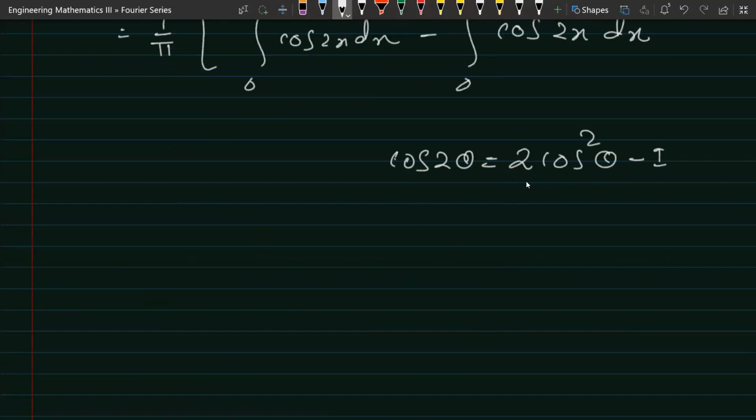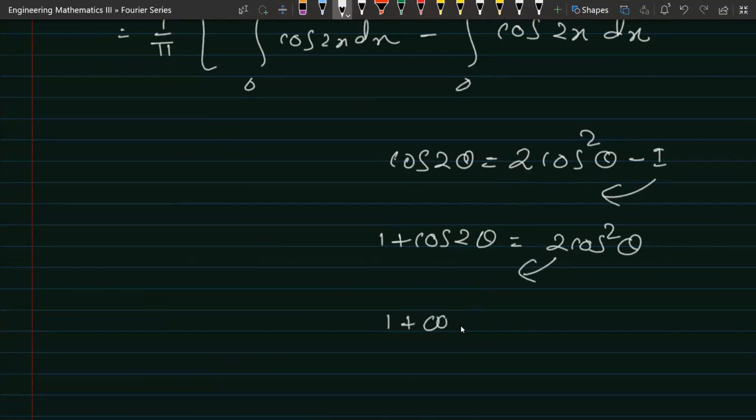Now, from this, what is this cos? This one is minus here. If I shift it to this side, I get 1 plus cos 2 theta is equal to 2 cos square theta. Am I right? Yes, sir. And shift this 2 into the denominator. So it becomes 1 plus cos of 2 theta divided by 2 is equal to cos square theta. Is it right? Yes, sir.